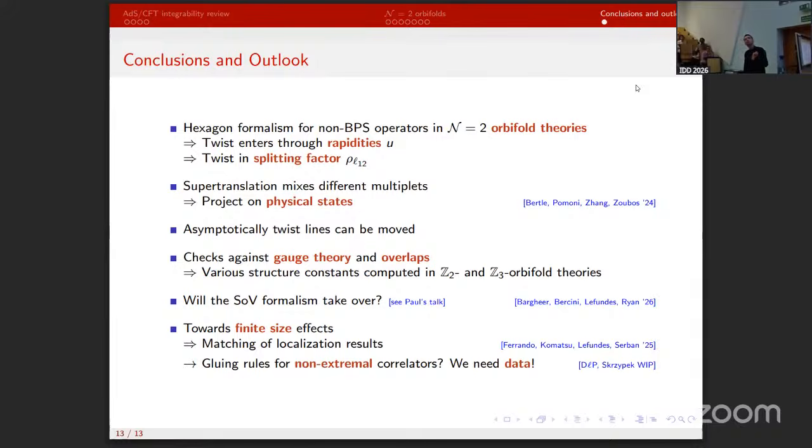And then, of course, what we are looking at the moment is these finite size effects, where we already know that matching of localization results is possible due to these guys. And for us, the question now is, can we also come up with gluing rules for non-extremal correlators? But of course, for this, we also need, once again, field theory data. And this is, of course, a little more involved. All right. Thank you very much.